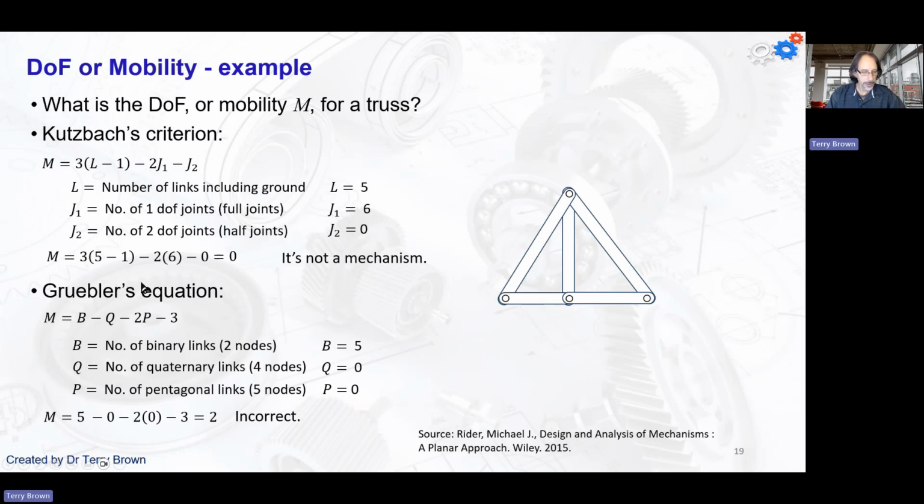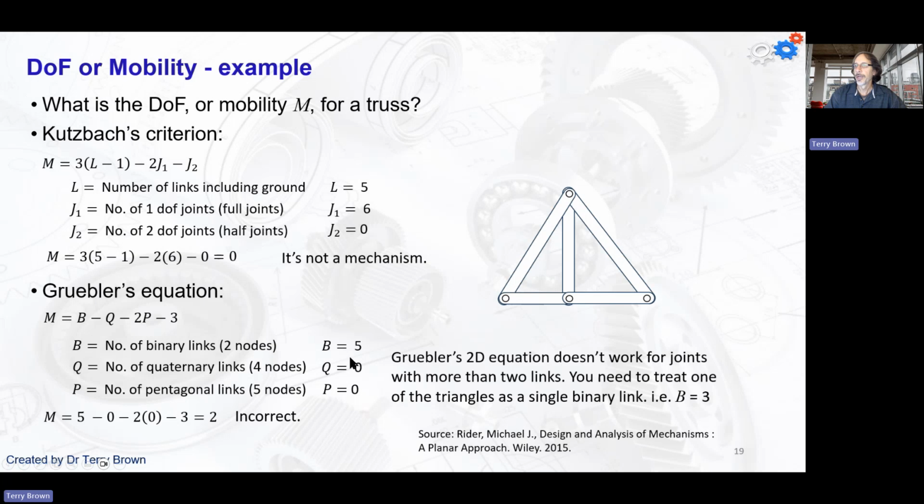Anyway, so this is just to be aware that Grubler's equation, you need to be a bit more careful with how that's used. Okay, and treating it as a single binary link is what I've just discussed there.